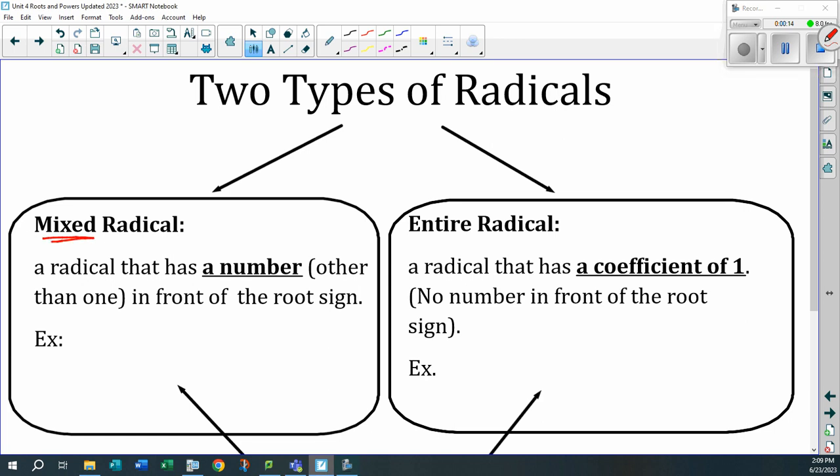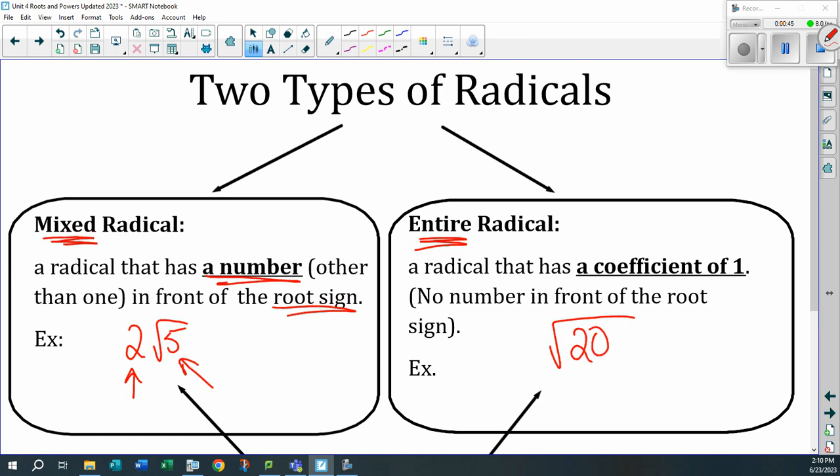There's two types of radicals. One's called a mixed radical. The other one's called an entire radical. Let me tell you a little bit about them. A mixed radical is just that. It has a number in front of the radical. That's simple. Something like, let's say, 2 root 5. That would be considered a mixed radical. See, it's got a number here, and there's the radical with the radicand inside. Two different types of numbers. That's called mixed.